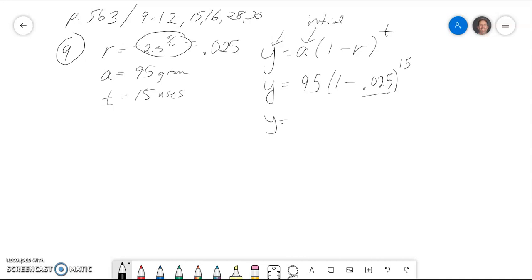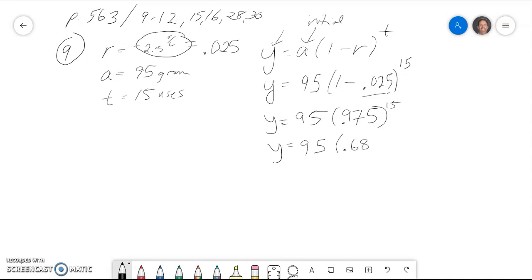Now, the next thing I would do is just clean up what's in parentheses. So make sure you follow PEMDAS on these problems. So 1 minus 0.025 would be 0.975. Now realize what that's really telling you is that every time you use the bar, there's about 97.5% of the bar left after you take your shower or bath or whatever. The next thing I would do is exponents. So I do what's in parentheses first, then I do exponents. So the next thing I would do is take 0.975 to the 15th power on a calculator.